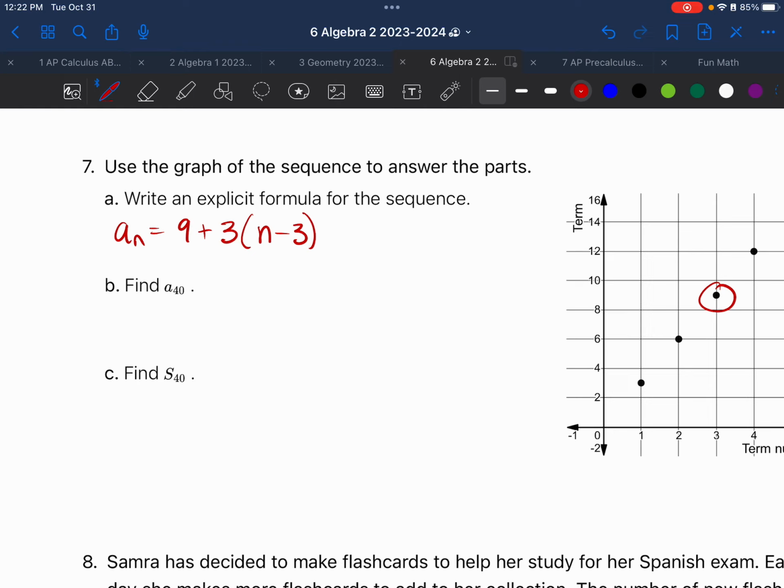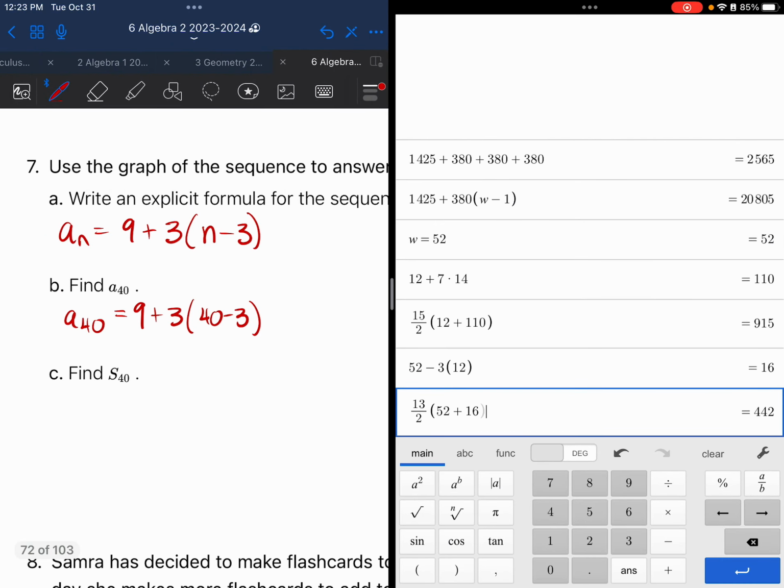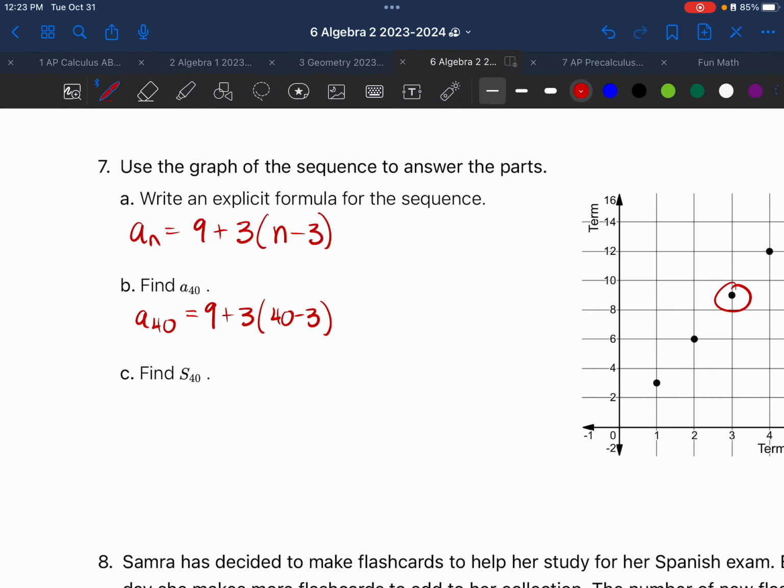All right, and then it says find a sub 40. So to find a sub 40, you plug into that formula. You're going to say 9 plus 3 times 40 minus 3. And I don't really feel like doing math right now. I got in a non-math mood, so I'm going to go ahead and use a calculator. It's going to be 9 plus 3 times 43. And you get 138. So this is going to be equal to 138. Checking my work, and I got this one incorrect.